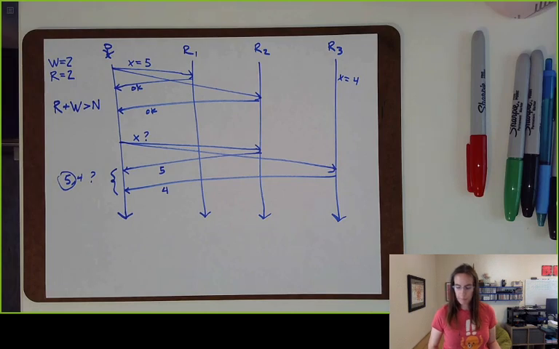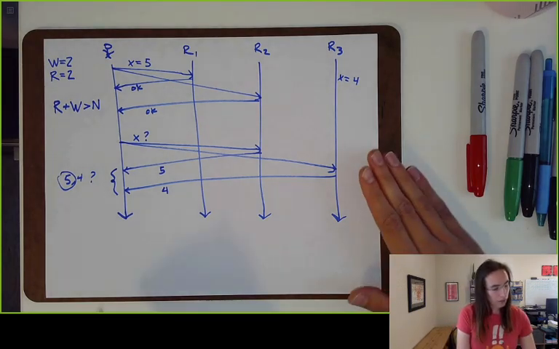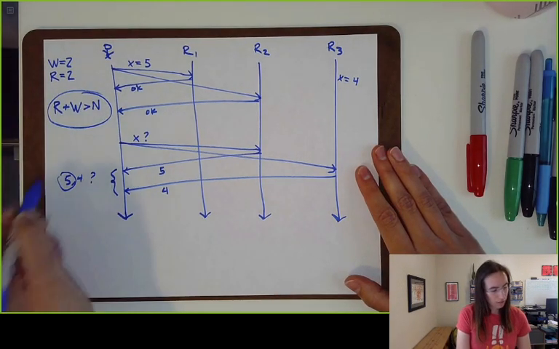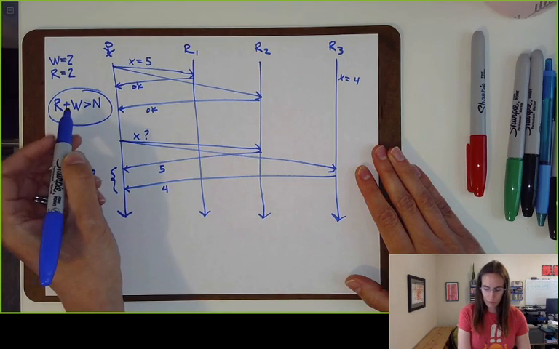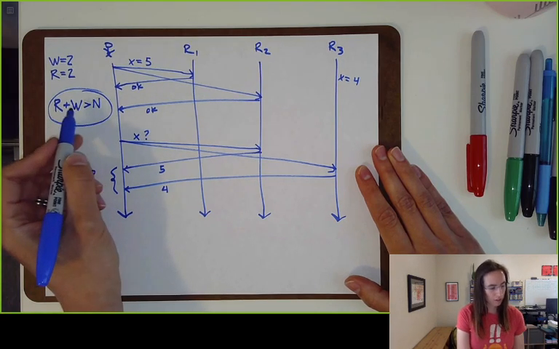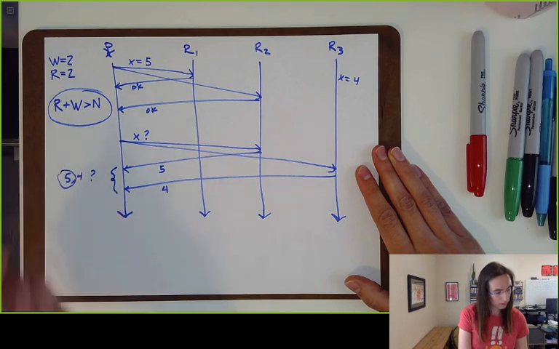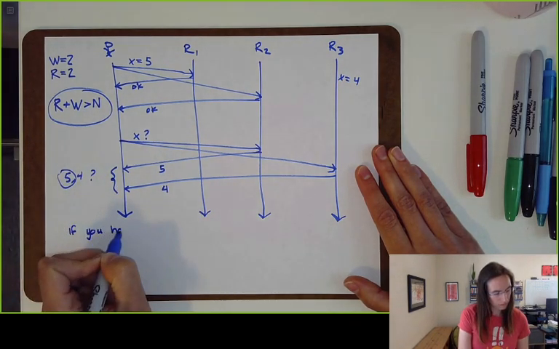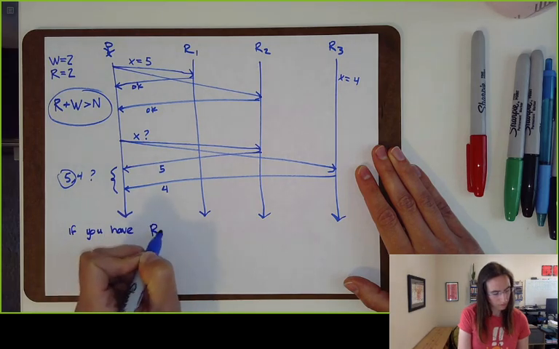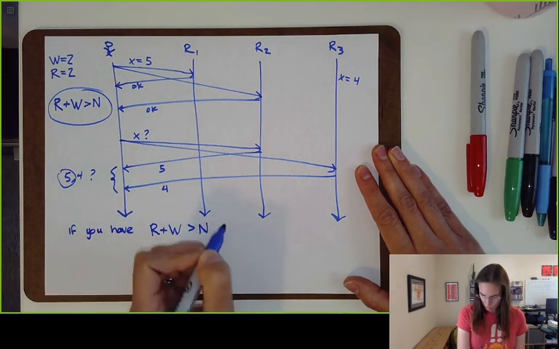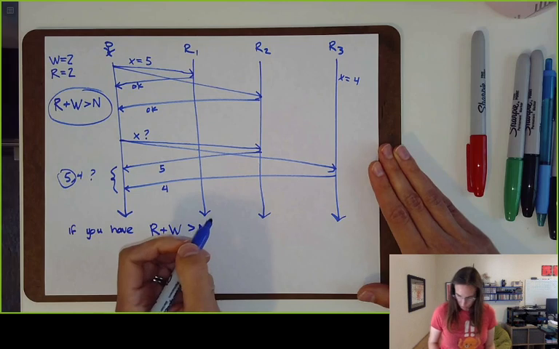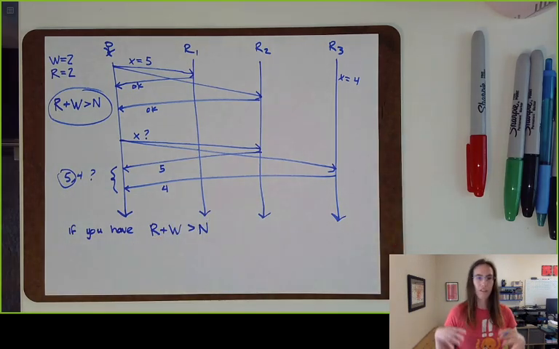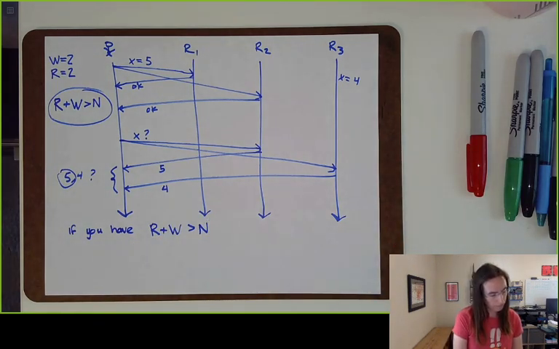So in general, if you have this property that the read quorum and the write quorum together are greater than the total number, then you know that every read quorum is going to intersect with every write quorum.